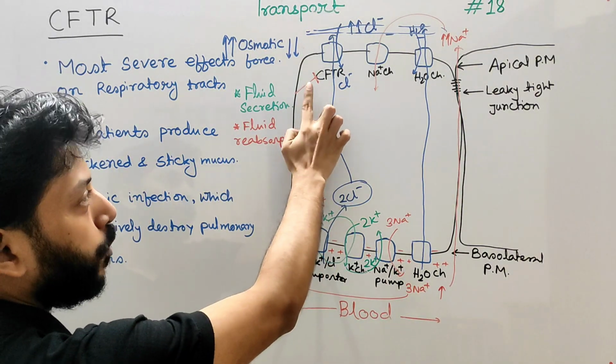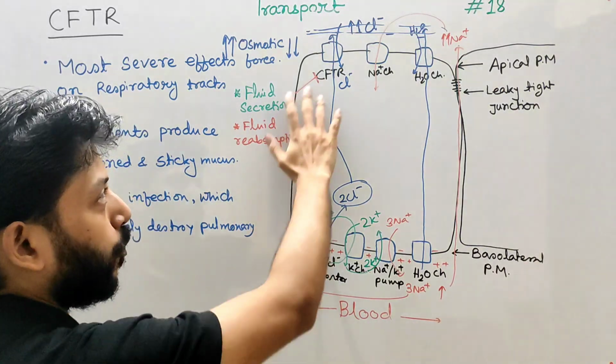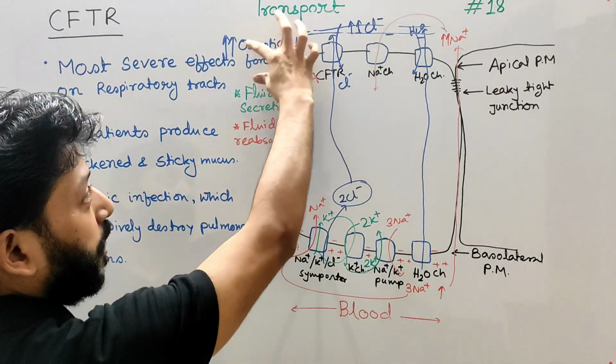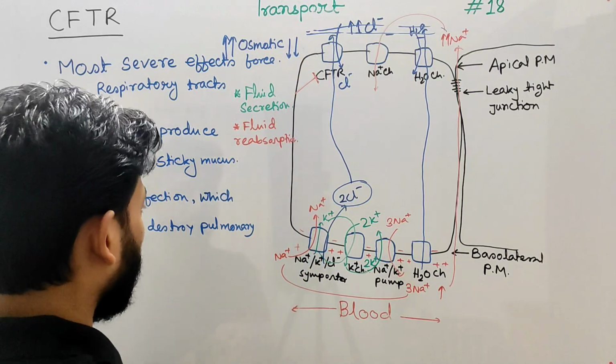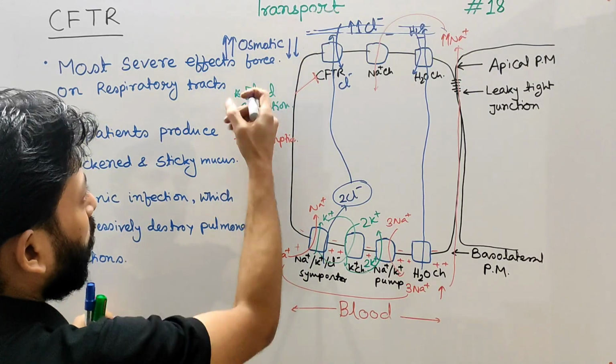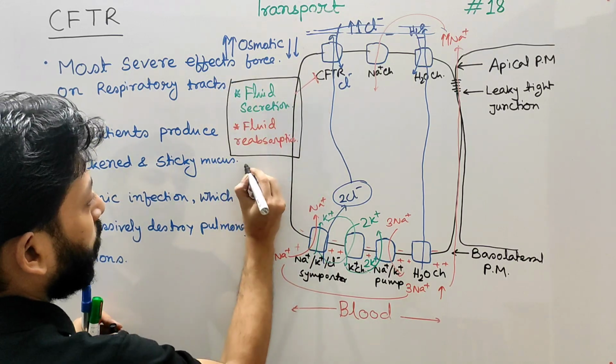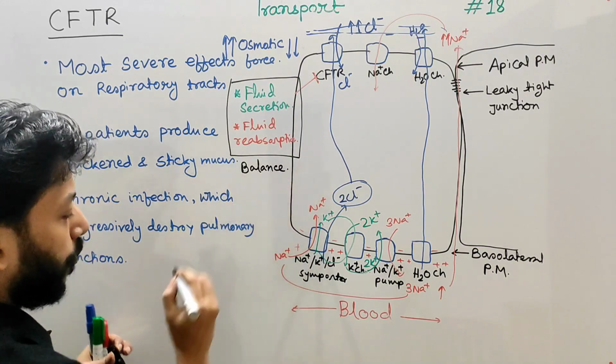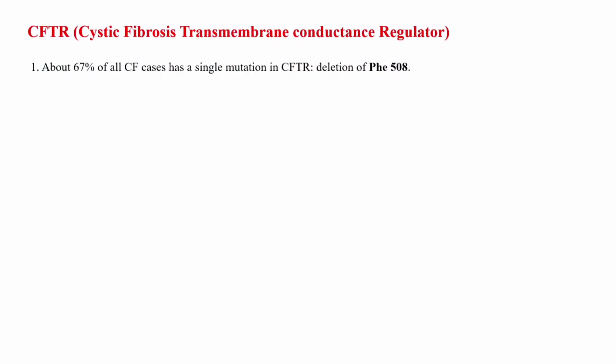So if any mutation occurs in the CFTR protein, or if the CFTR protein is not present in the plasma membrane, then this balance is disturbed. Remember the term I mentioned here, there is a very intricate balance between fluid secretion and reabsorption. Now thousands of different mutations can be found in the CFTR protein that can cause cystic fibrosis, but one mutation is very common. About one third of the patients, approximately 67% of all cystic fibrosis cases, have a single mutation in the CFTR protein, that is the deletion of one amino acid called phenylalanine at position 508.